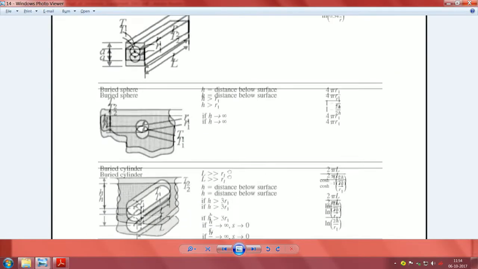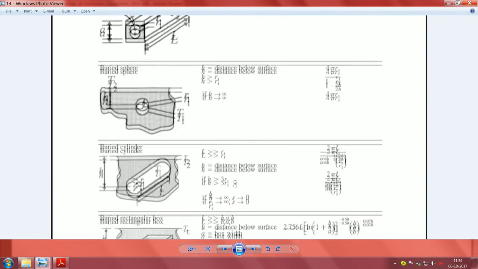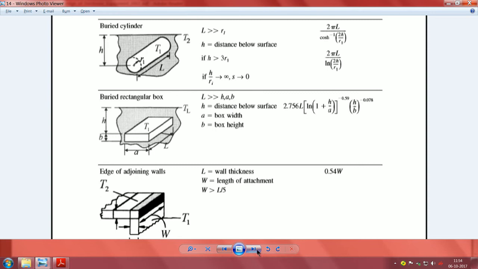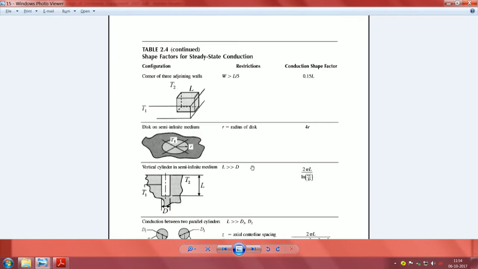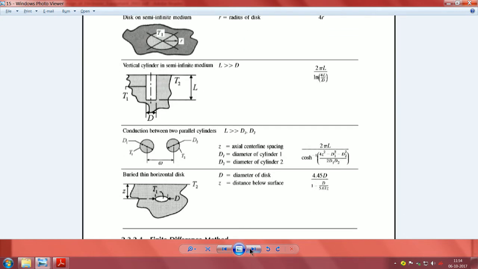to see, while making it, what should be the optimum mass and volume of the device. So, by playing around with these radii, you can optimize and minimize unwanted loads on the whole thing. So, you have here every known thing, shape factors for steady state conduction, and then for a buried sphere, for a buried cylinder, buried rectangular box, steady state conduction, all the known combinations have all been given here.